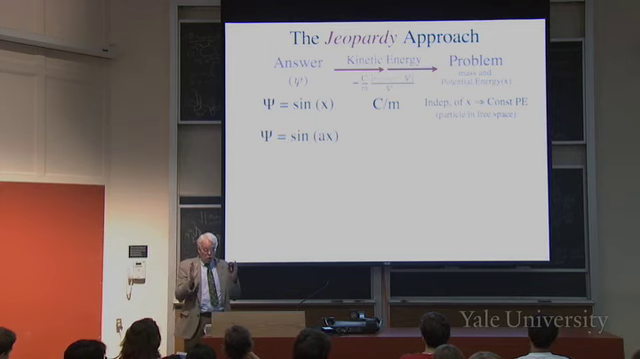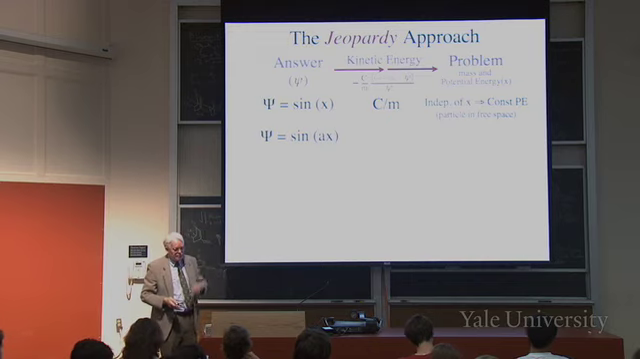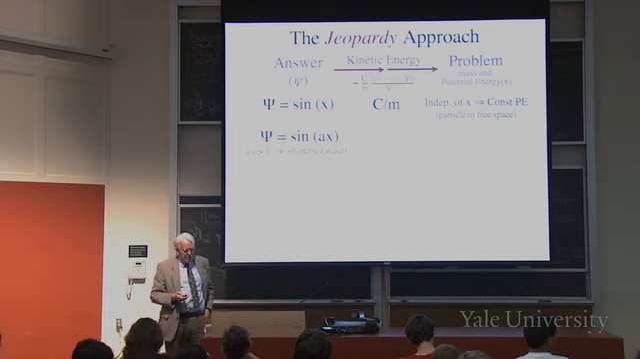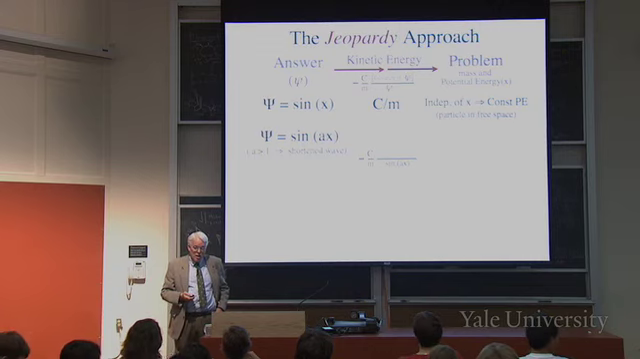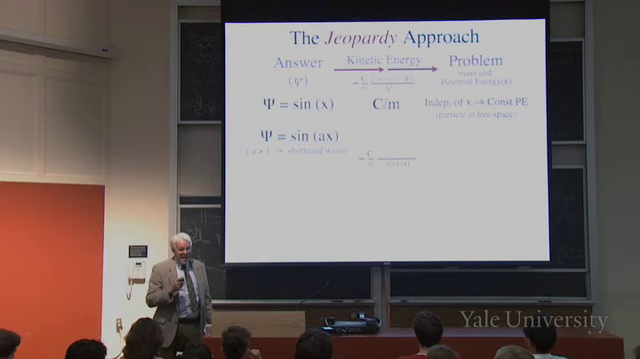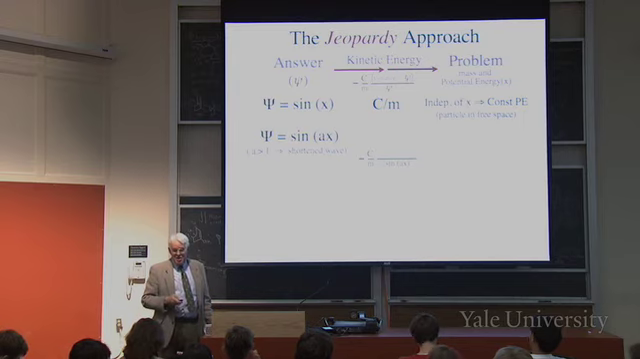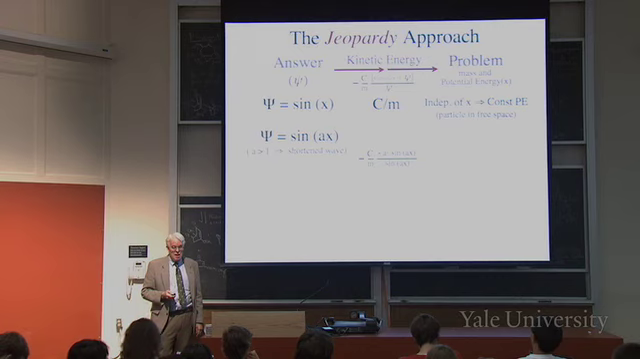Right? It's shorter wavelength. Okay? Now, we need to figure out, so it's a shortened wave if a is greater than 1. Okay, now, what's the curvature? Russell? It's a squared times sine of ax, right? The a comes out, that constant, each time you take a derivative. So now what does the kinetic energy look like? It's a squared times the same thing.